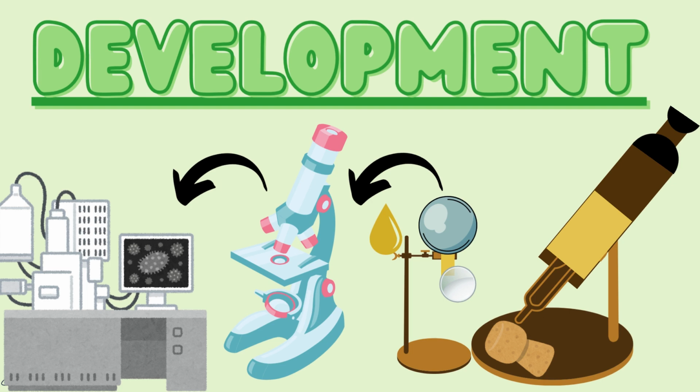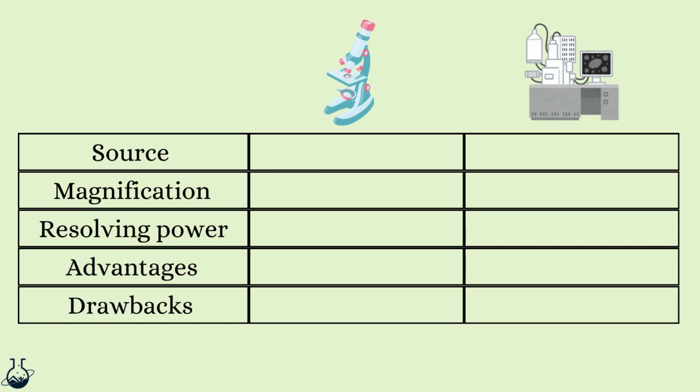It's important to be able to compare and contrast between the light and electron microscope, so we'll go through this now. Light and electron microscopes can be compared on these key factors: the source they used, their magnification, resolving power, advantages and drawbacks. Light microscopes use a beam of light to make a specimen visible, hence the name, and like you may have guessed, an electron microscope uses a beam of electrons.